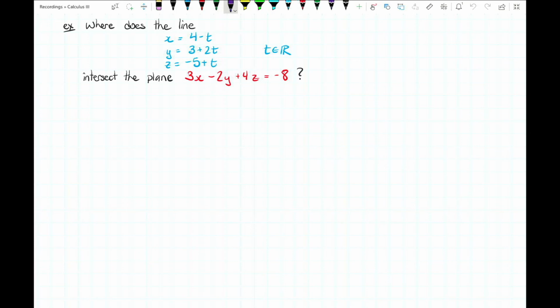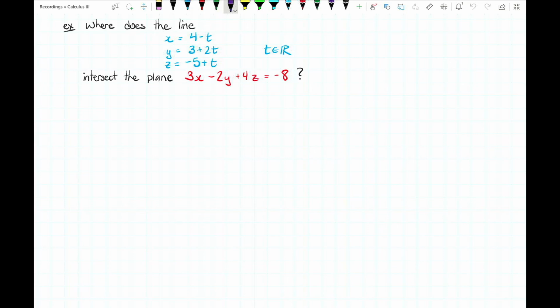Where is that line going to intersect this plane? 3x minus 2y plus 4z equals negative 8. You can see this is in 3-dimensional space. It's got those 3 different variables. It's not necessarily intuitive the first time you see this. We have the equation of a line using a parameter, and we have the equation of a plane, which is simply an implicit closed form equation with just x, y, and z.